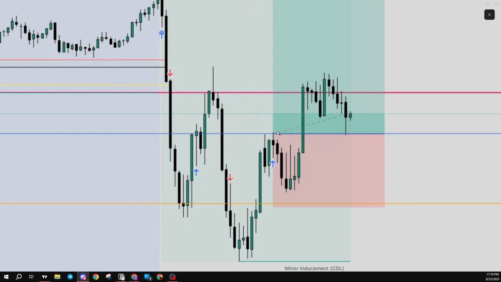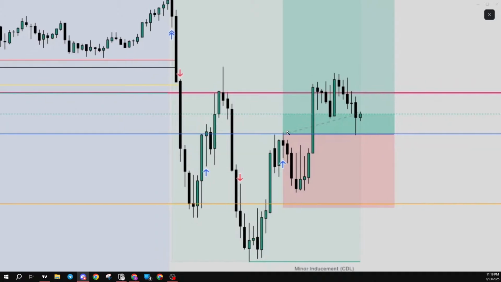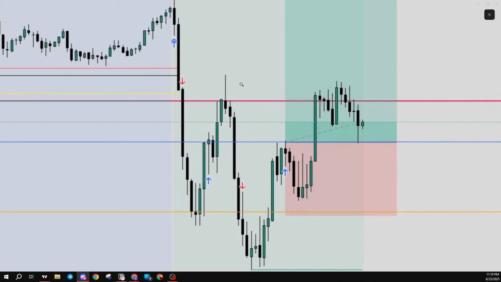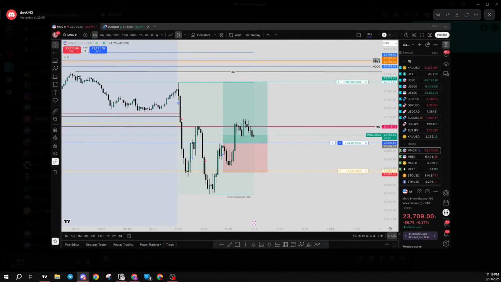Why is it a secondary market structure shift? Because your primary market structure shift would be the initial significant swing high. This was formed after the liquidity sweep. So do we trust this market structure shift? You can, but is it as strong as this one? No. So even though this is a market structure shift, it's less trustworthy. It's still good. It's still fine, especially when you have buy side draws.